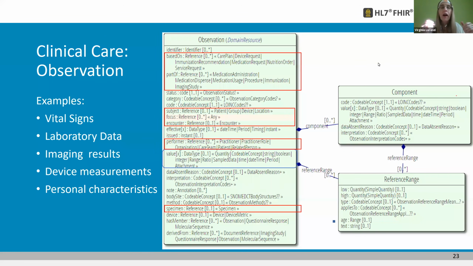And you will see that observation, again, relates to other resources. The most important field in observation is this field called value, because the most important thing is what is observed. And you'll notice it has a whole bunch of different data types that it could have.